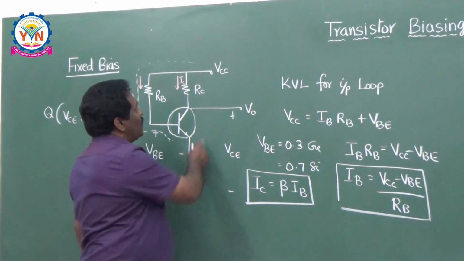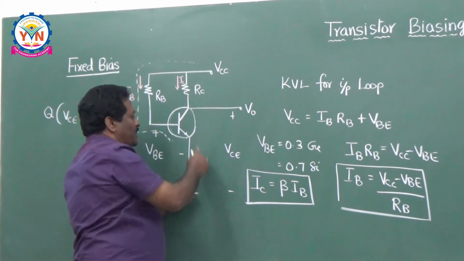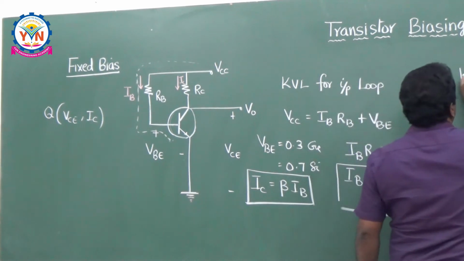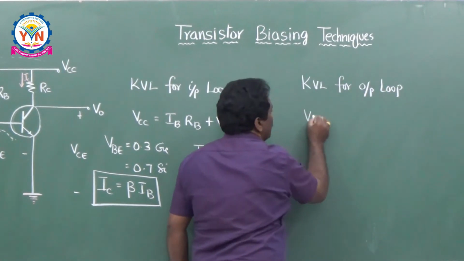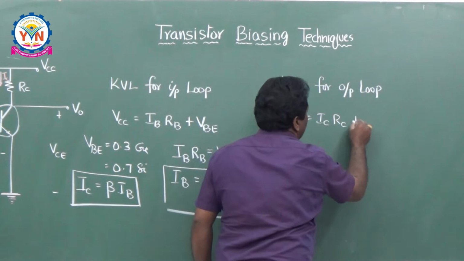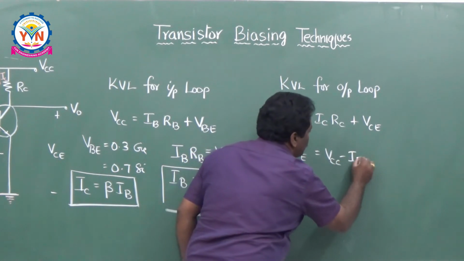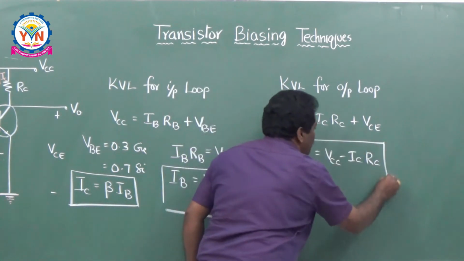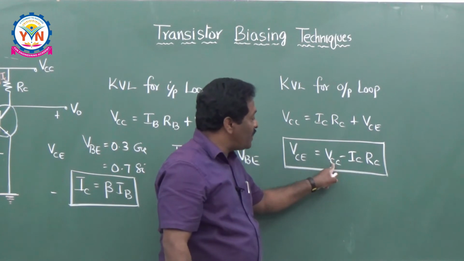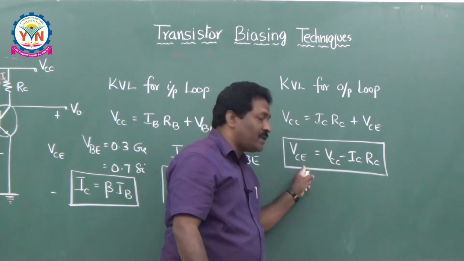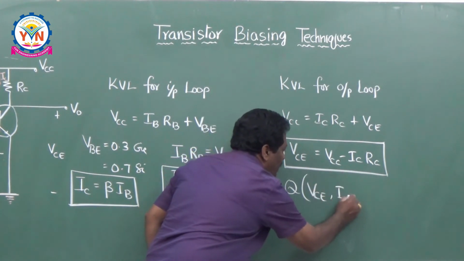How to write down the KVL for this output loop? VCC, the applied voltage, is equal to ICRC plus VCE. So, I can say for the output loop, KVL for the output loop, VCC is equal to ICRC plus VCE. Therefore, VCE is equal to VCC minus ICRC. IC is already given from the input loop. Just now you calculated IC is equal to beta times IB. IC is available, VCC is available, RC is available. Happily you can calculate VCE. That means nothing but your operating point Q, so Q of VCE and IC.